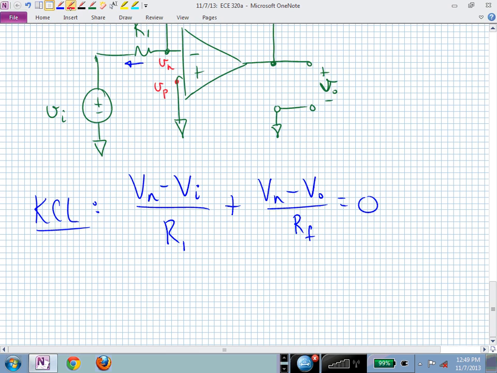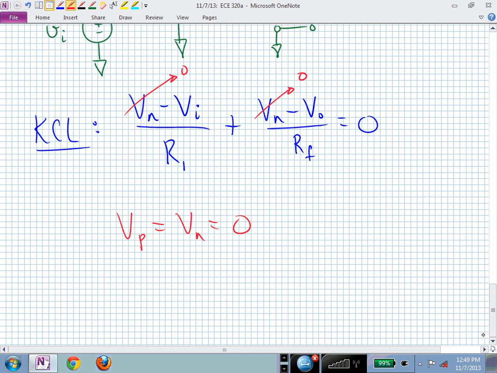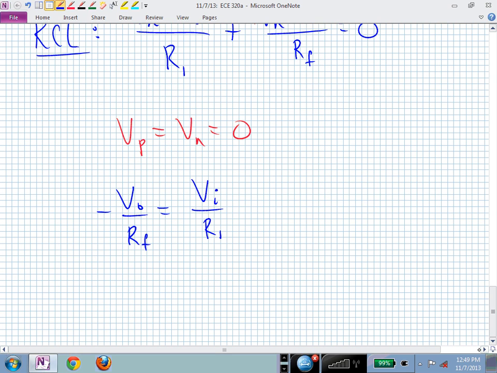In this particular circuit, though, notice that V sub P is the same as V sub n with negative feedback, and V sub P is connected to ground. If those are now 0, I can get rid of, or not have to worry about, V sub n in that one equation. And now I can say that minus V sub O over R sub F, and push the other term to the other side, is V sub I over R1. But I really want to write this in terms of V sub 0 of S equaling something.